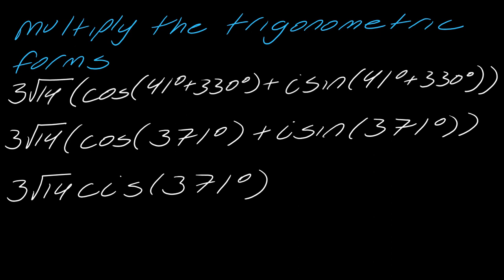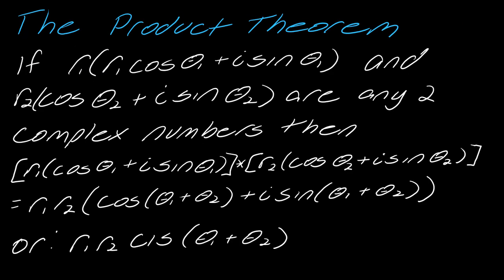And this is actually a theorem. It is the product theorem. So even though when you were first multiplying together these trigonometric forms, you were probably thinking, oh man, this is going to suck so much. Actually, it doesn't really suck at all. It's actually a lot easier than multiplying the rectangular form of a complex number.